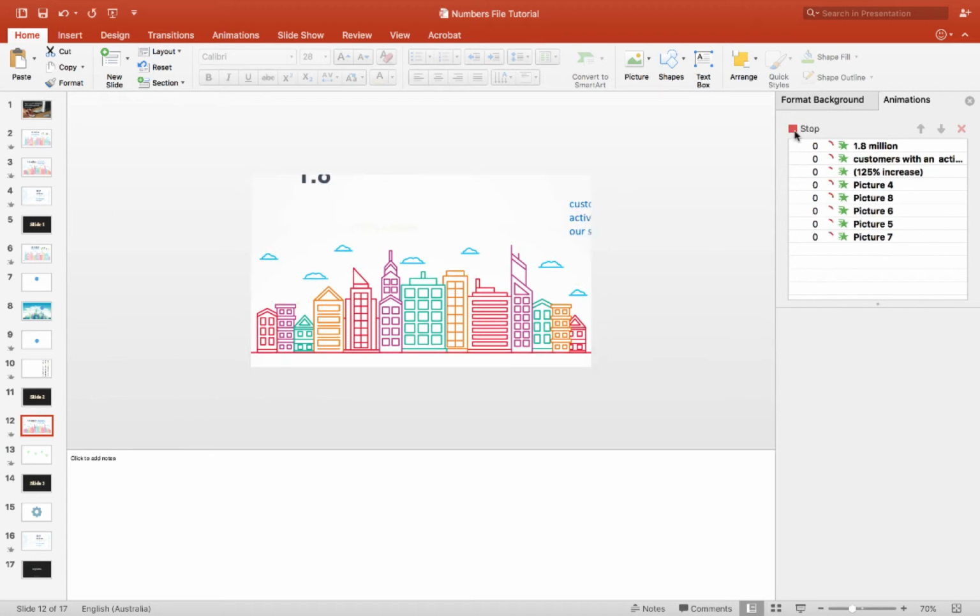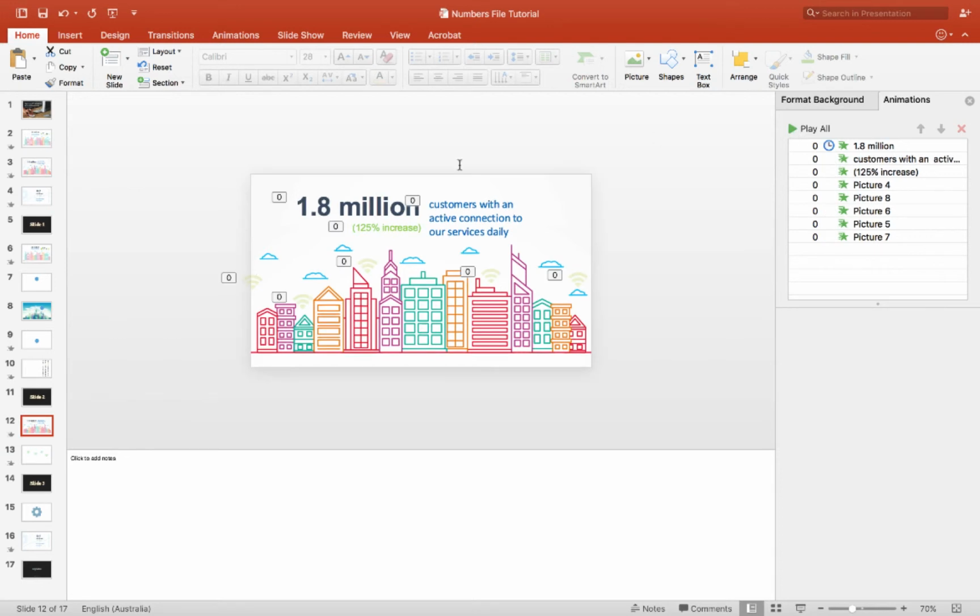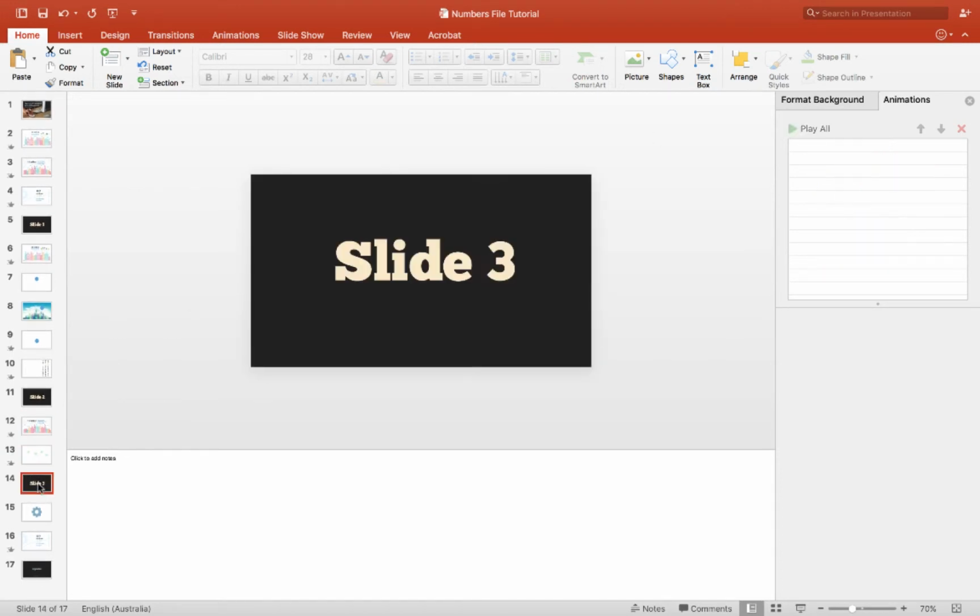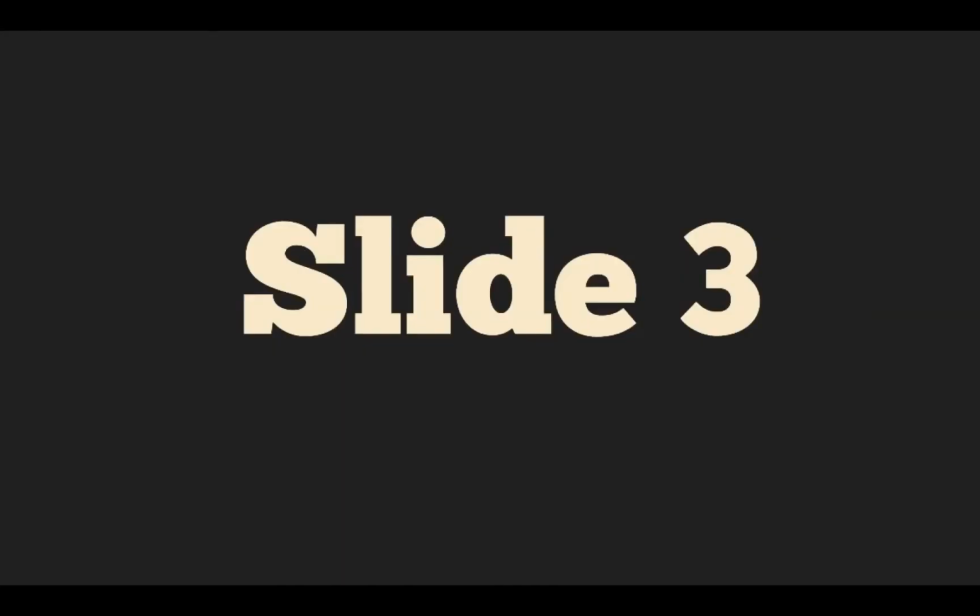Let's just play. There you go. That's the second slide. Now, finally, let's move into slide number 3. So, slide number 3, there is a cog that spins on the right hand side.